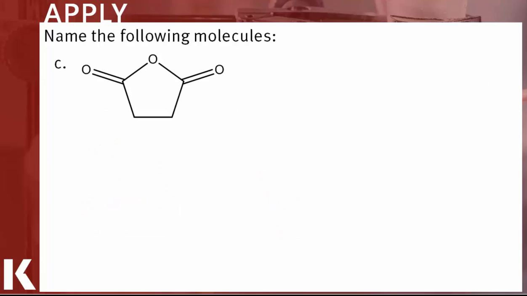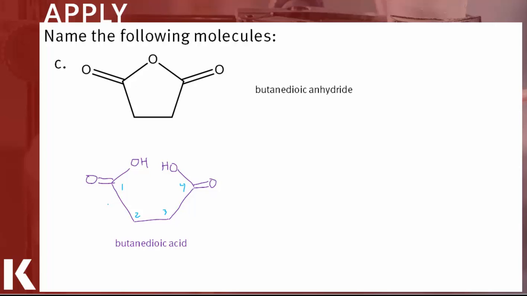Molecule C, we've got a cyclic anhydride. Again, let's think about breaking this apart into 2 carboxylic acid functional groups. Then we can name it as a carboxylic acid. This one's going to have 1, 2, 3, 4 carbons. So this is butanedioic acid, which means the anhydride would be butanedioic anhydride.